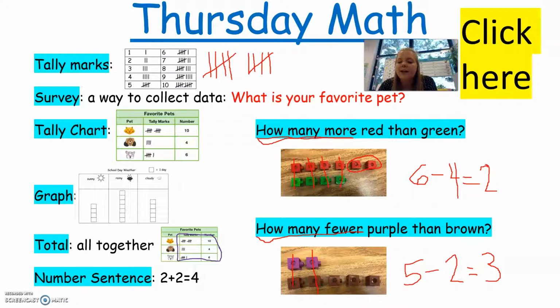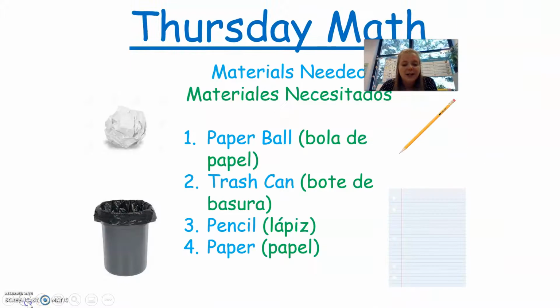So to find out how many fewer, I do it kind of the same way. I line them up, I cross out my pairs, and how many do I have without matches? That's right, 3. So I can do 5, which is my big number, minus 2, my small number, purple, equals, how many did I have without matches? 3. Good job.